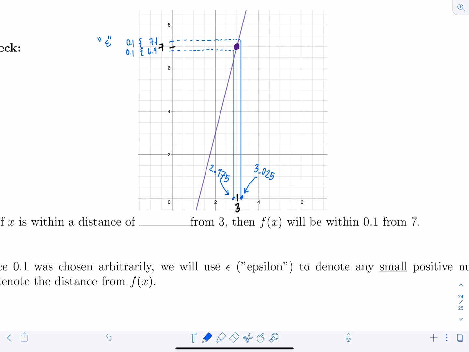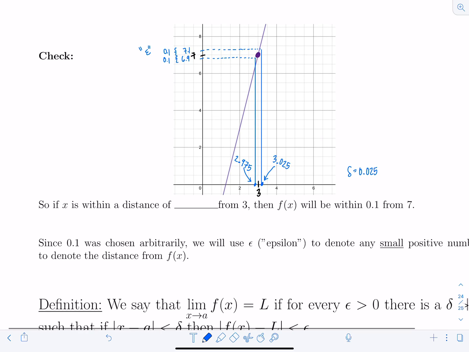And then you have to find delta, which is the wiggle room in the x direction. In this case, delta was 0.025. And the good thing is it goes in alphabetical order, right? Delta represents the distance from x, epsilon represents the distance from f of x or y, and delta comes before epsilon in the Greek alphabet, just like x comes before y. So you're good to go.